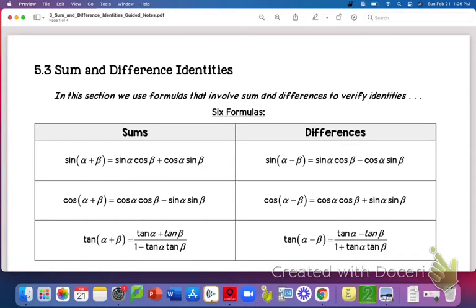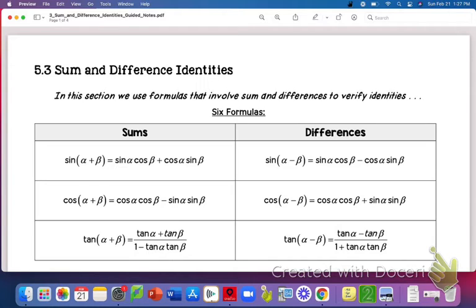Hi everyone, here are your notes for section 5.3, which is getting us into some more identities. If you've not yet started a list of all the trig identities that we've covered thus far, I would definitely go back and put in the ones that we have from our 5.1, 5.2 notes. If you could just have them all on one sheet of paper, because you do have open note assessments, it might make it easier to have everything in one place at one time.